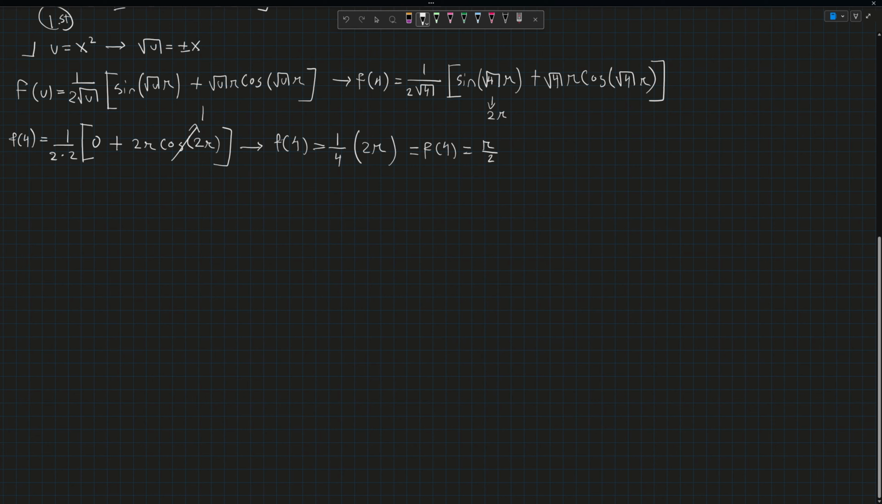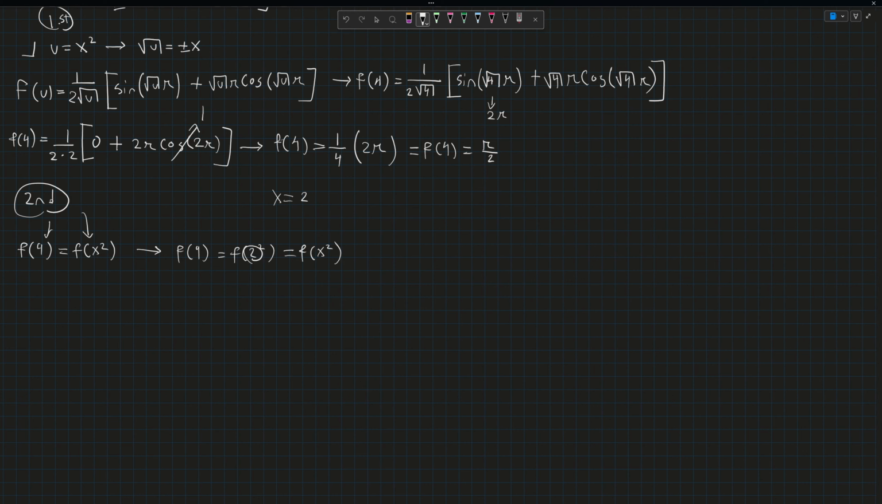Now, a more analytical way of doing it, and this is the second way, is that when you have f of 4 equal to f of x squared, we could say that the things inside the functions have to be equal. So f of 4 is just equal to f of 2 squared, which is equal to f of x squared. Therefore x has to be equal to 2, because we want it in terms of 2. And what happens when we substitute it back in? Well, f of x is just equal to 2x over 1.